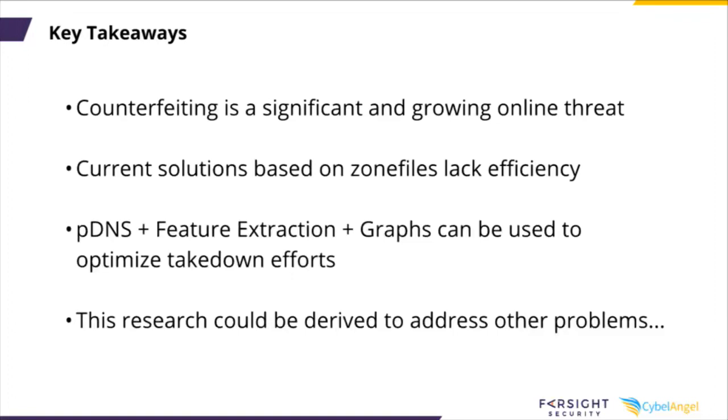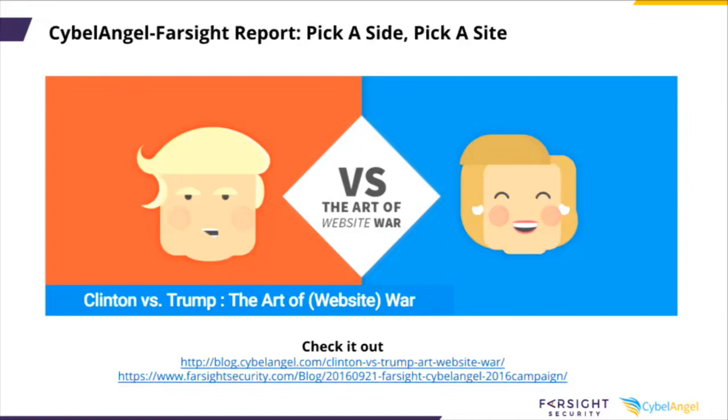You can also use this research for other problems. And we have also quite recently partnered up with Farsight on another topic, but a similar problem. We studied the upcoming US election, and we also studied the passive DNS data stream, looking for domain names that were related to Donald Trump and Hillary Clinton. And we did some lexical analysis and put all that in very neat looking visualizations. You can check it out on our blogs if you're interested.